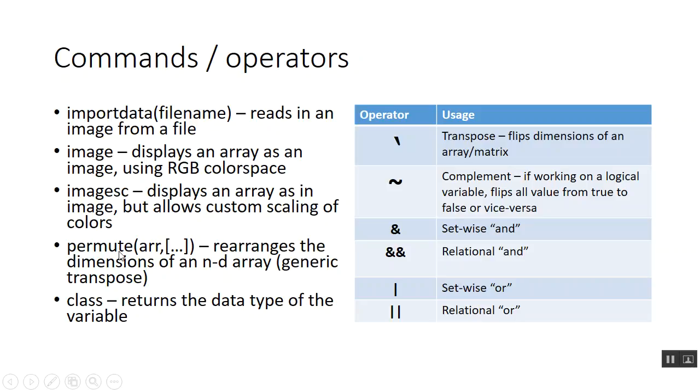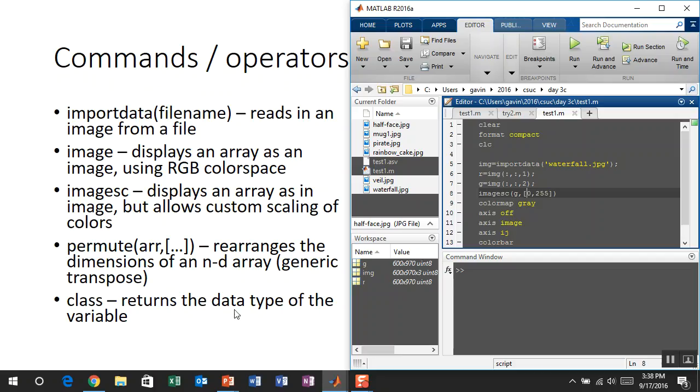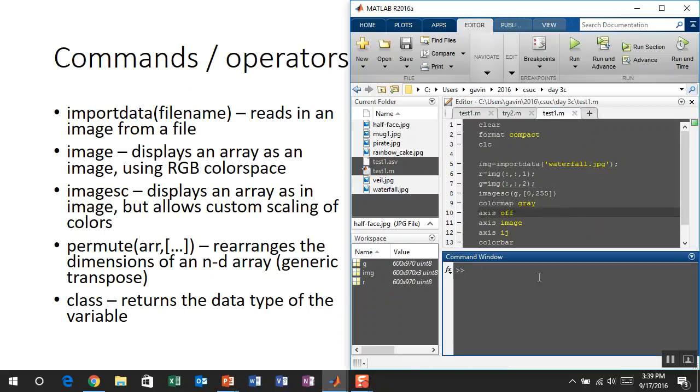We've already talked about permute. The last one I wanted to talk about was class. Class returns the data type of the variable. So let's say we ask for the class of G. That tells us, oh, that's a uint8. If I just made a variable called A equals 4 and asked for the class of A, it'd say that's a double.